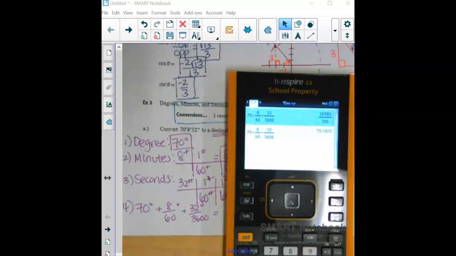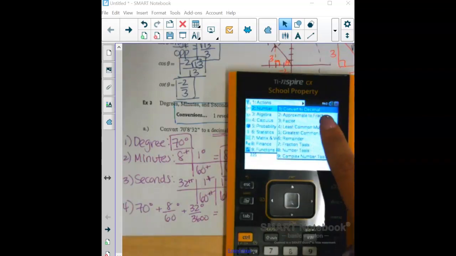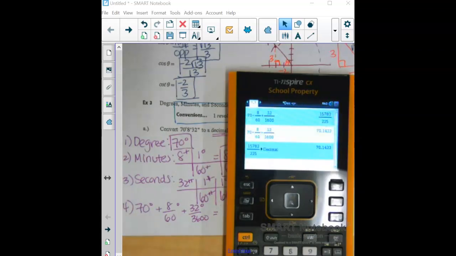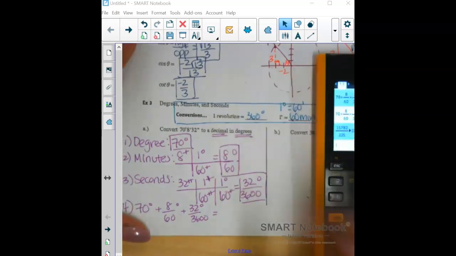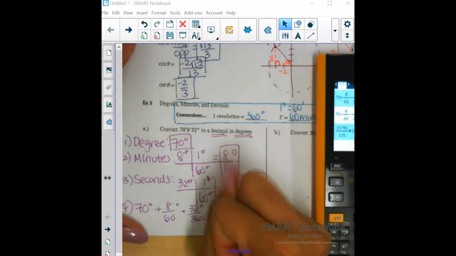If not, I'll do it for the other one in case you want to do it the other way. If you have this fraction and you don't remember to do control enter, you can use menu. Scroll down to item 2, which is number, and then it literally says to convert to decimal. You can approximate a fraction, a bunch of different things. So that will also give you the exact same answer that we got. So let's write down our decimal. This is 70.1422. Thank you, Gabrielle.